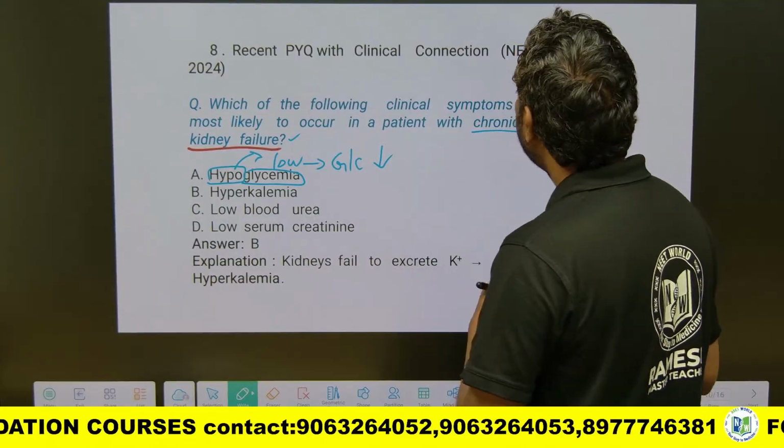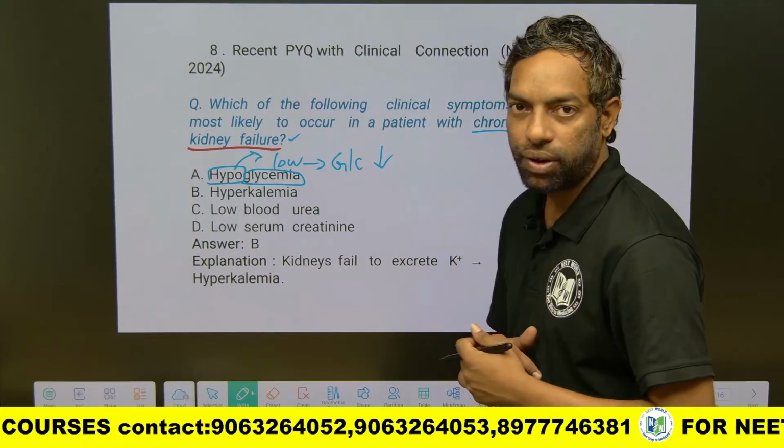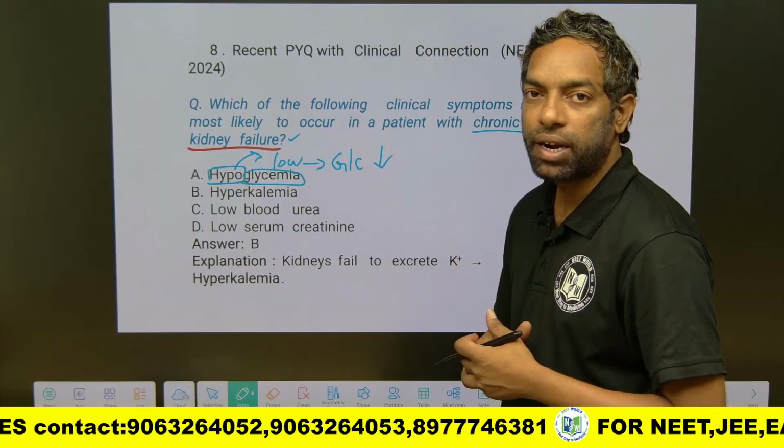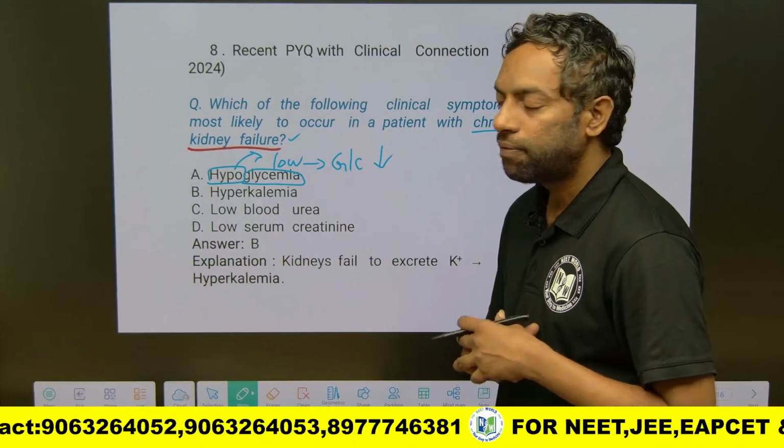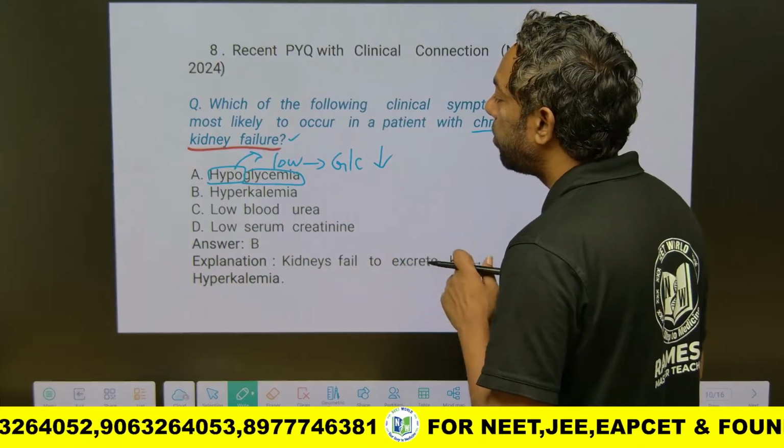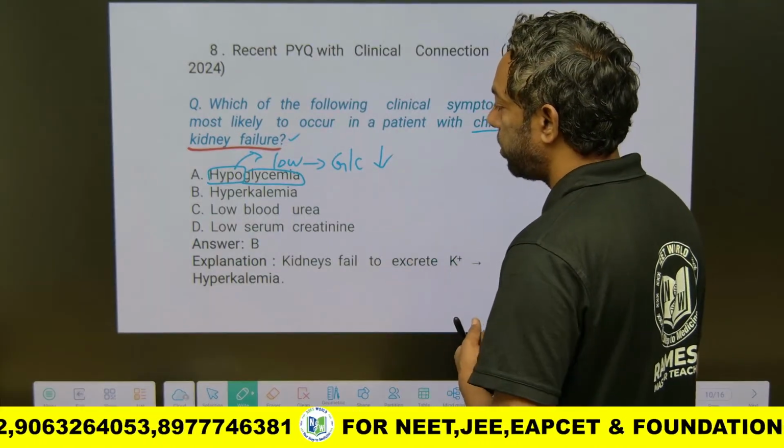They asked about a patient with kidney failure. Kidney failure means it is a filtrate problem. A filtrate problem has no relevance to glucose. Okay.